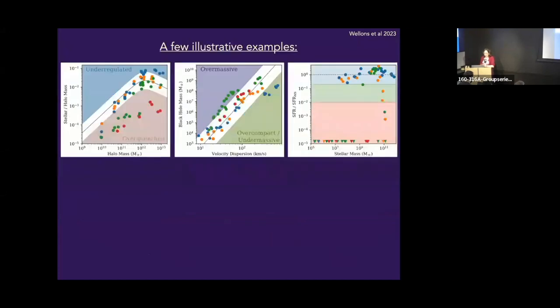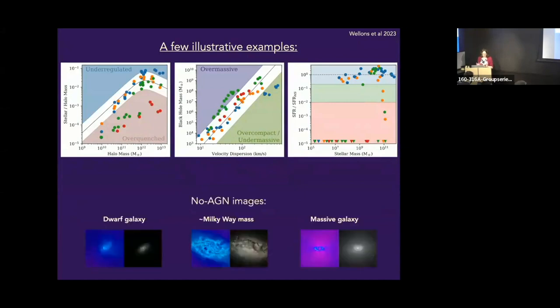And I'll show you a few examples that I think illustrate what's going on here, some of the trends within the suite. Here, points which are the same color use the same black hole physics, but have different initial conditions. They're different halos. And here's what those three galaxies, dwarf, Milky Way, massive galaxy, look like without any AGN.